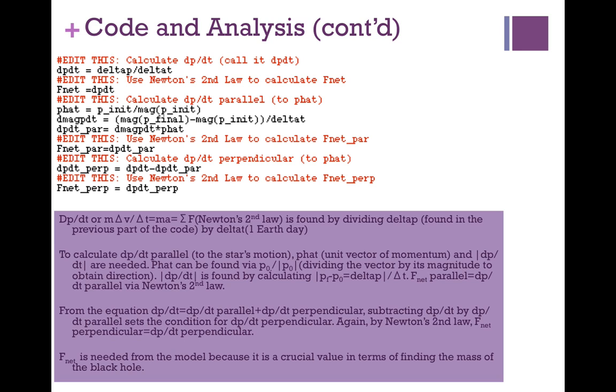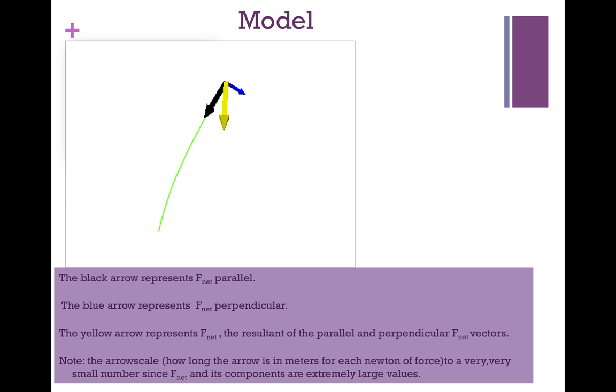We can find dp dt parallel, which is equal to the magnitude of dp dt times p hat, because dp dt parallel is parallel to the motion of the star. This is equal to F net parallel by Newton's second law. dp dt perpendicular is equal to dp dt minus dp dt parallel, because the two components add up to make dp dt. And F net perpendicular is equal to dp dt perpendicular by Newton's second law again. And we have the model.